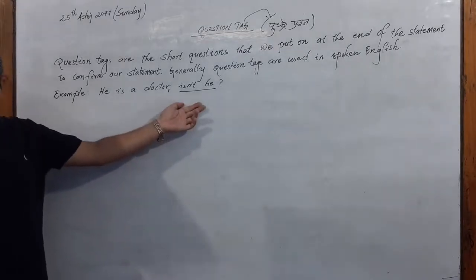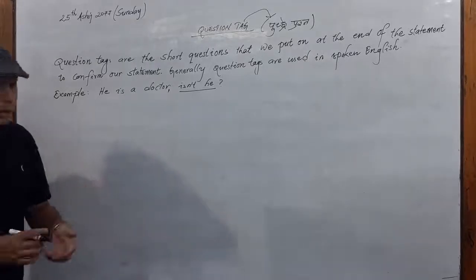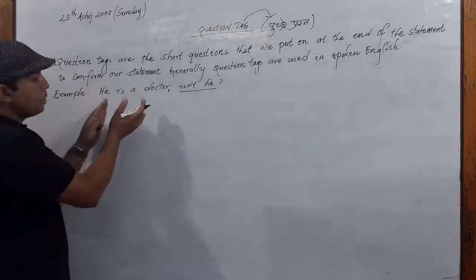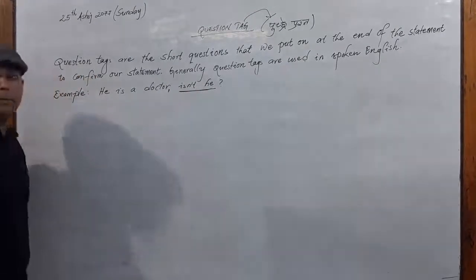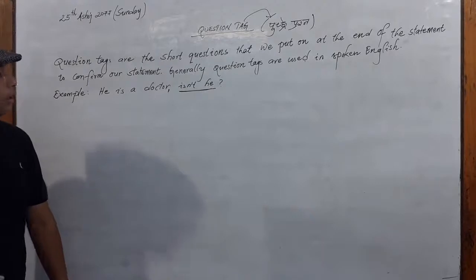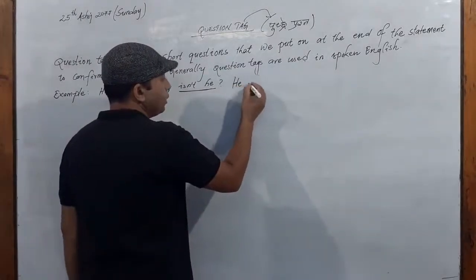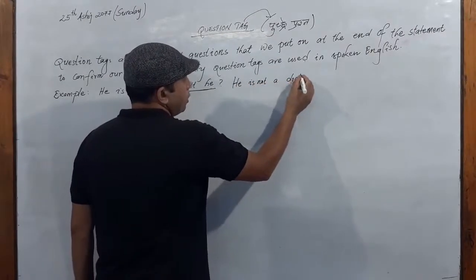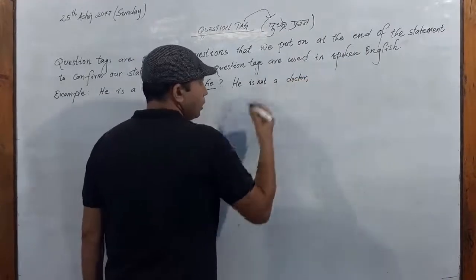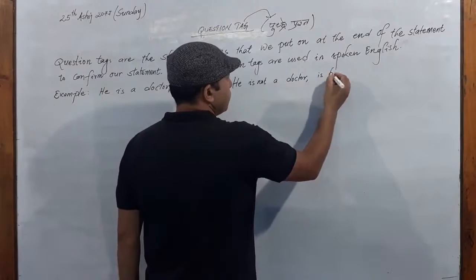Look at here. It means that if the statement is positive, then we have to write negative question tag. If the statement is negative, for example, if I write he is not a doctor, then I have to write is he.